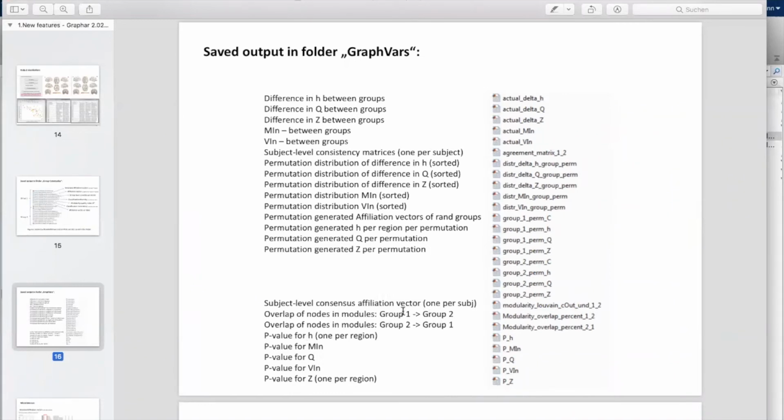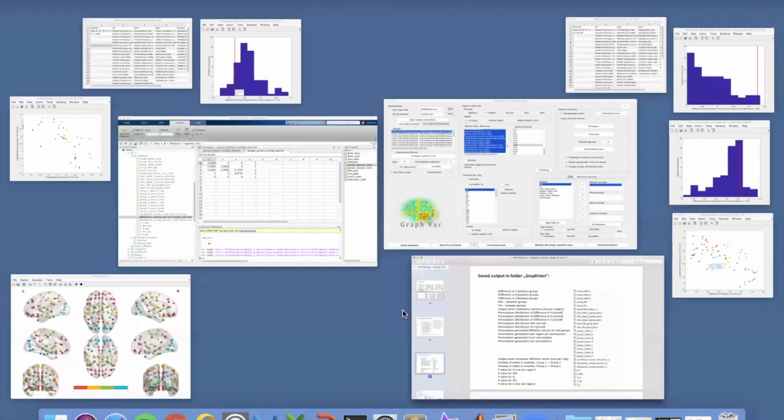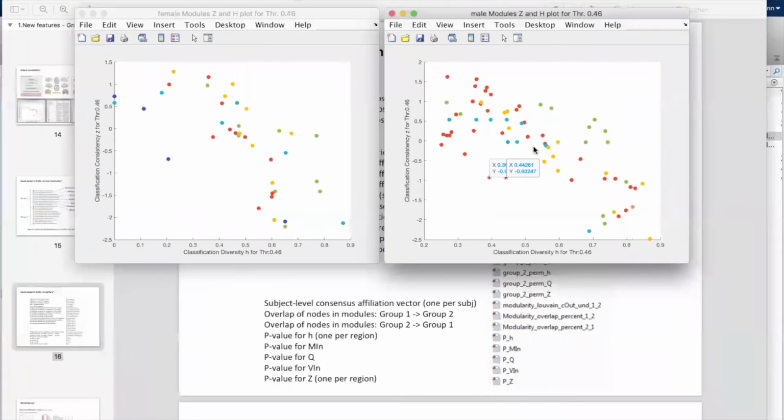Okay, so what else can we then see? If we now look at our plots again, here, the classification consistency and diversity plots, it would then be interesting to know, okay, so I showed you how you can figure out which module would correspond to which module, more or less, with this percent overlap table.